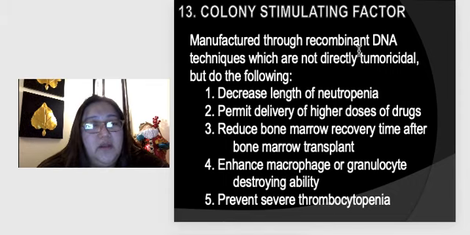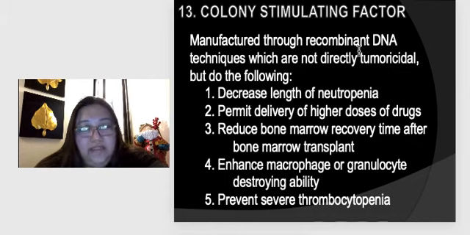macrophages, isa ulit siya sa mga type ng ating white blood cell, ganoon din ang granulocytes, mga white blood cells yan, they enhance the ability of the immune system. So, nape-prevent ulit yung risk for infection. Nag-i-improve yung kanilang immune system. And lastly, the CSF also prevents severe thrombocytopenia, pagbaba ng platelet count. That's why nape-prevent din yung kanilang risk for bleeding.